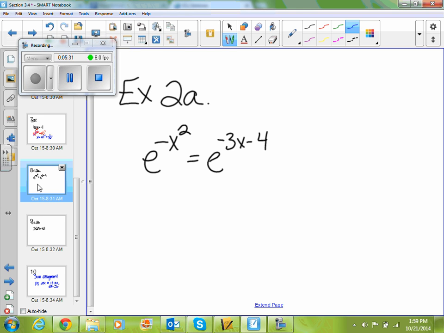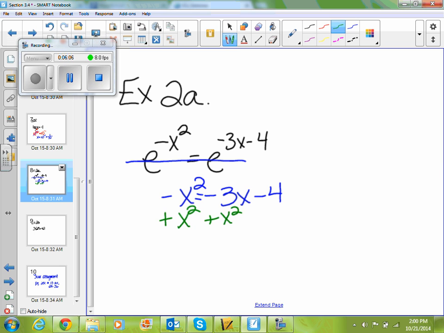Okay, let's do a couple more. Alright, so I'm given e to the negative x squared equals e to the negative 3x minus 4 power. Okay, so I know my bases are the same, so they go away. So I'm going to get negative x squared equals negative 3x minus 4. You would add x squared. Yep, we're going to add x squared to both sides. So then we get 0 equals x squared minus 3x minus 4.